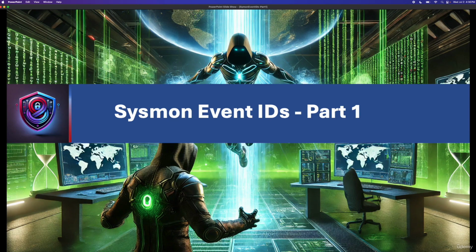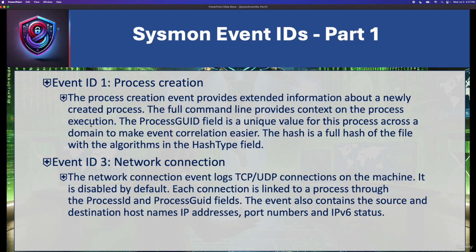In this lecture, we're going to enable some of the Sysmon events for all events on our assumed breached host so that we can see if we're collecting telemetry, analyze that telemetry, and see if there's some type of detection opportunities. We're going to focus on two events in this lecture, Event ID 1 and Event ID 3.